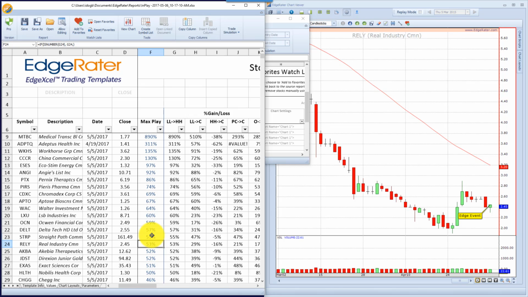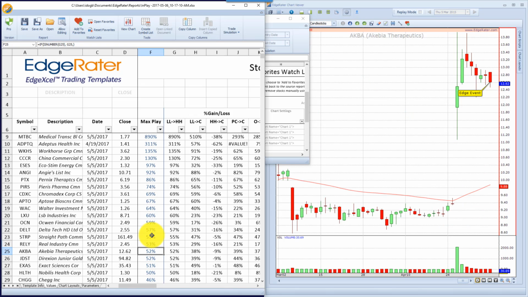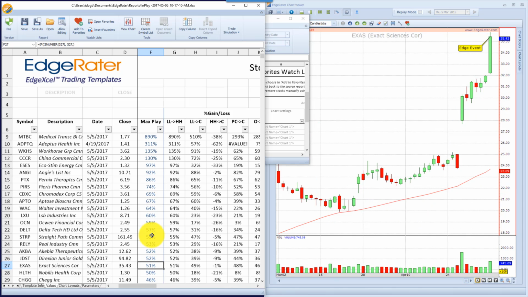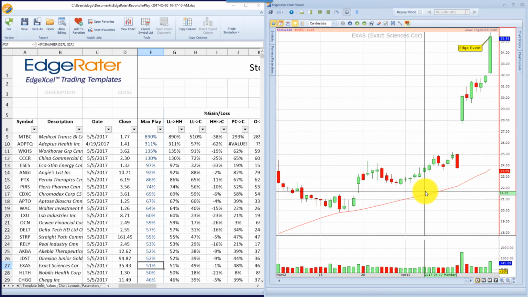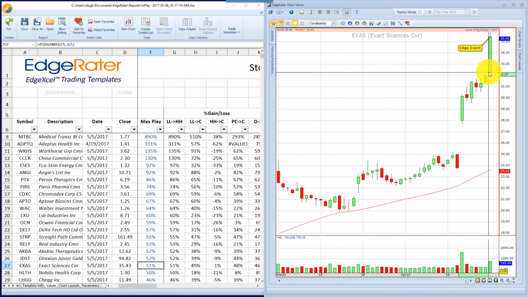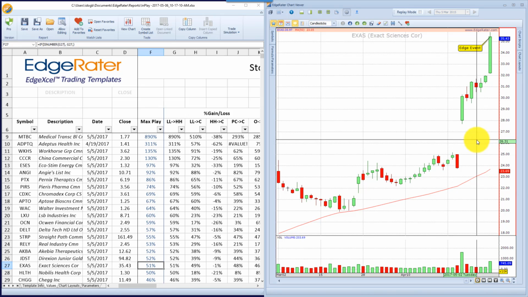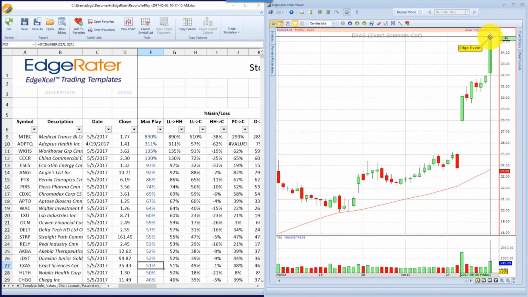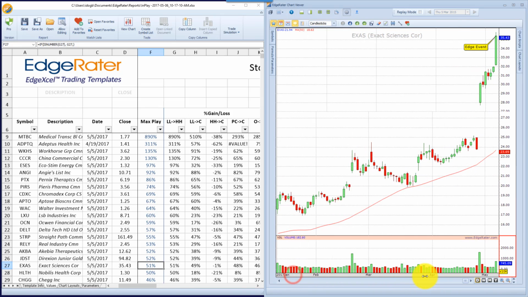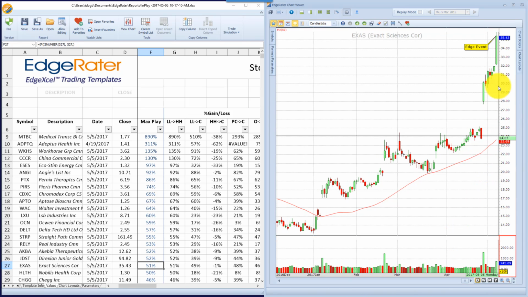We saw this one already. Lots of gaps. This is below the 50. We'll just come down through here. EXAS, that was a big name on Friday. I know a few people were in this stock on Friday. Had a nice move and closed towards the high of the range. So also right now extended.